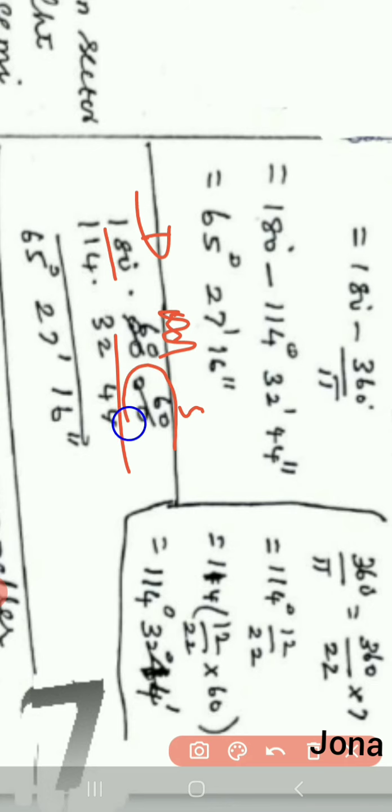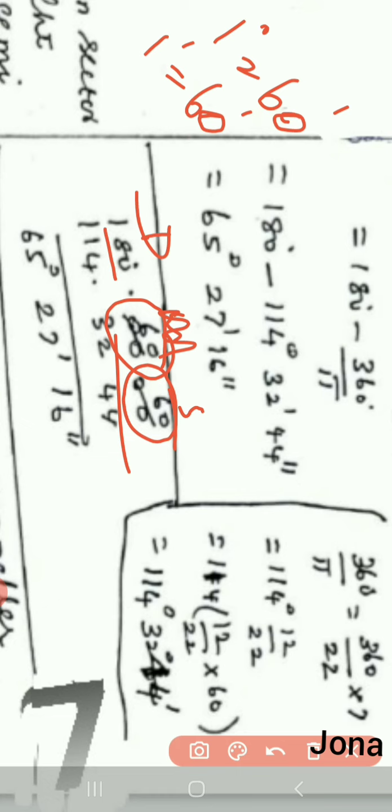I told you, 1 degree equals 60 minutes and 1 minute equals 60 seconds. So according to this, we have to put this 60 and 60 here and subtract everything as usual. Here we will lose 1 degree, because we gave this 1 degree to the other side. So we got the answer like this: 65 degrees, 27 minutes and 16 seconds.